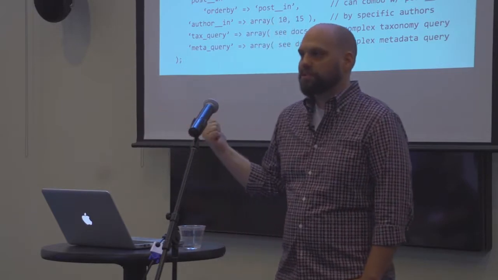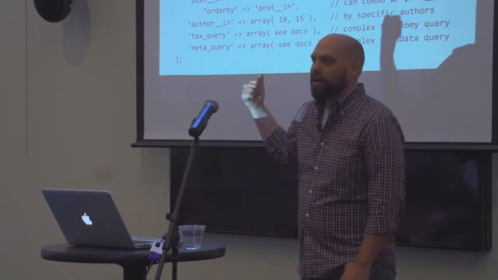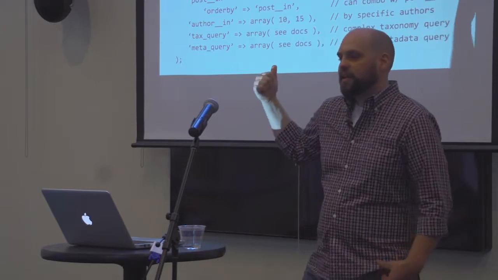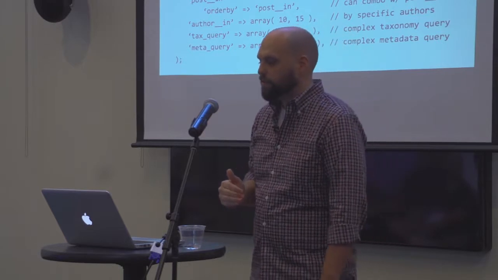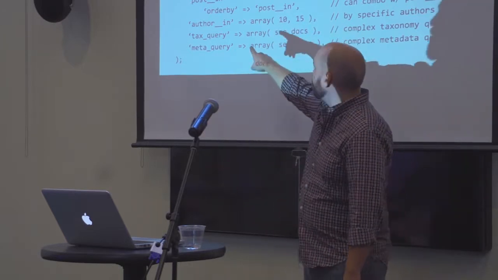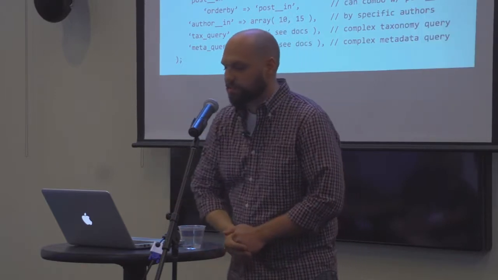Another incredibly valuable one, especially when combined, is post__in. You pass an array of post IDs, and that's what you get back. If you combine it with orderby, then you can say, I want all of these posts, and I want them in that exact order. So the orderby value I've set to post__in, and I've provided post IDs to the post__in argument.